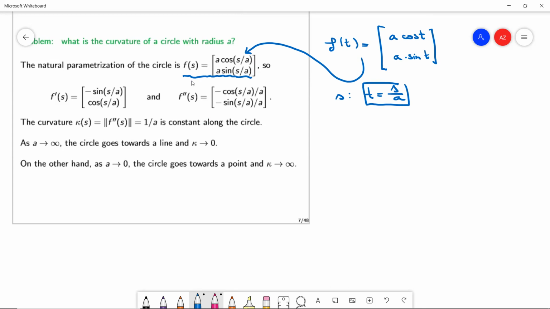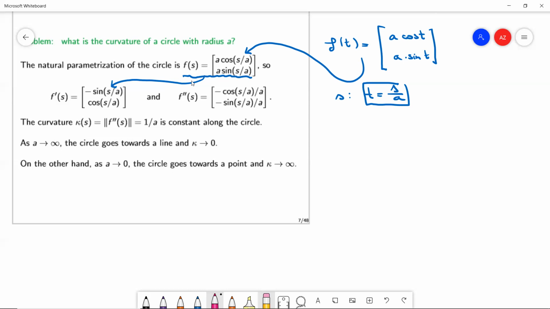To compute the curvature, we need the second derivative. So first we calculate the first derivative. It's this vector. A times minus sine of s over a. And then we also have to take the derivative inside the argument of cosine, so it's 1 over a. That's why a and 1 over a cancel, and the same for the second coordinate function.